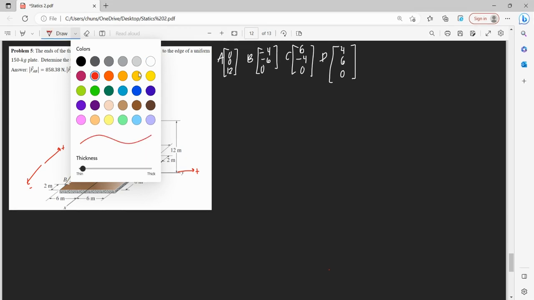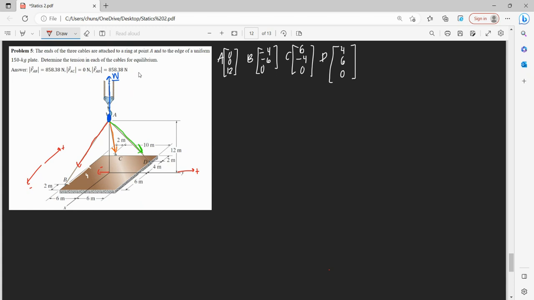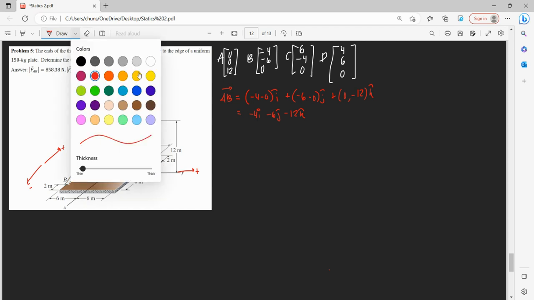So let's do A first. So we want the position vector, so that is pointing from A to B. So that means we are going to be doing -4 minus 0, i. That's -6 minus 0, j. Let's put 0 minus 12, k. This is going to equal -4i, -6j, minus 12k. It's AB done.